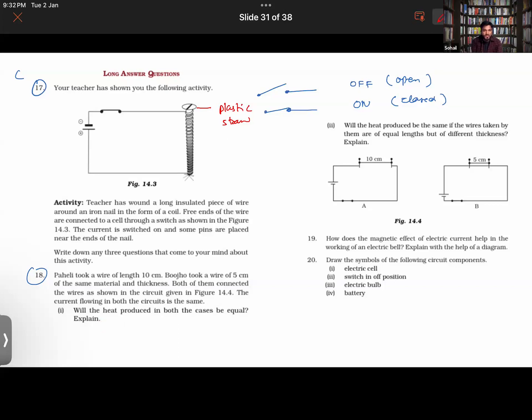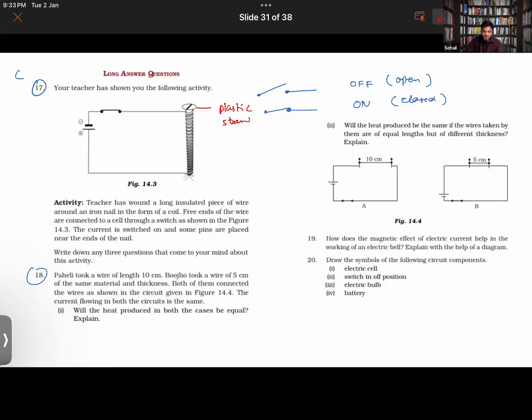Question number two: will the heat produced be the same if the wires taken by them are of equal length but of different thickness? No, sir, again no, because if the thickness is more, then lesser heat will be generated.